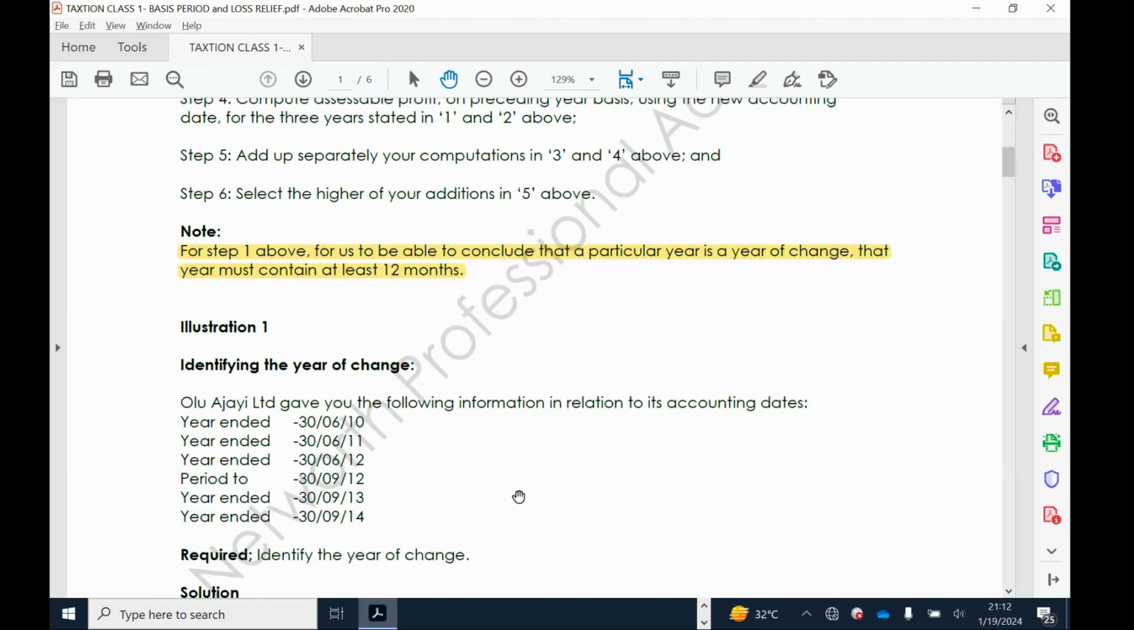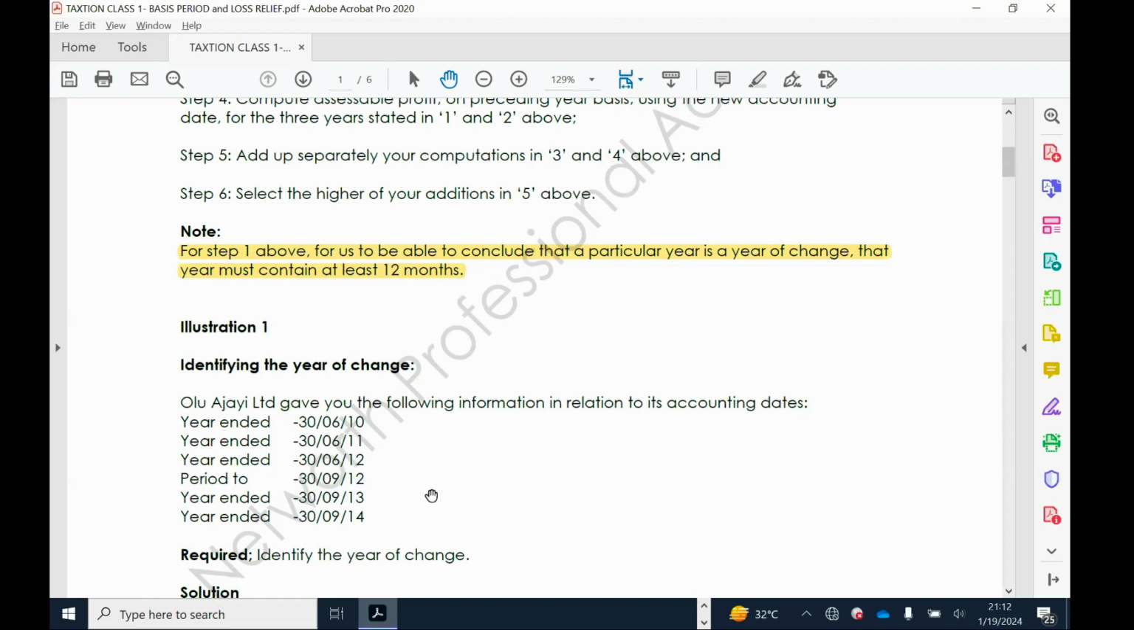Based on what we talked about, based on these notes, for there to be a year of change, we said that year must contain at least 12 months. Was it really the year of change? Was 2012 really the year of change? Aramide, please.